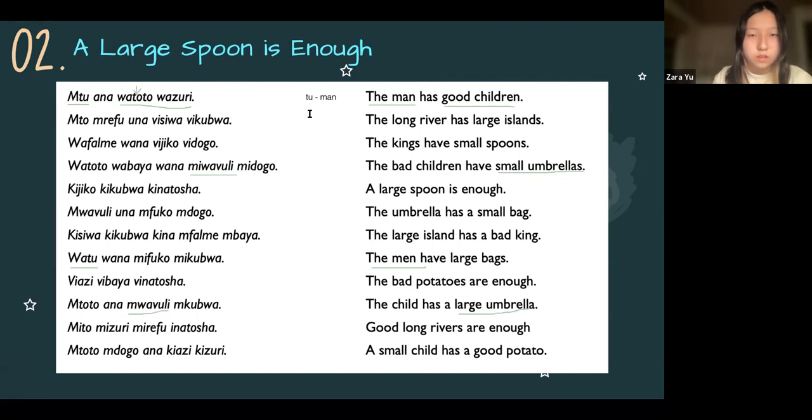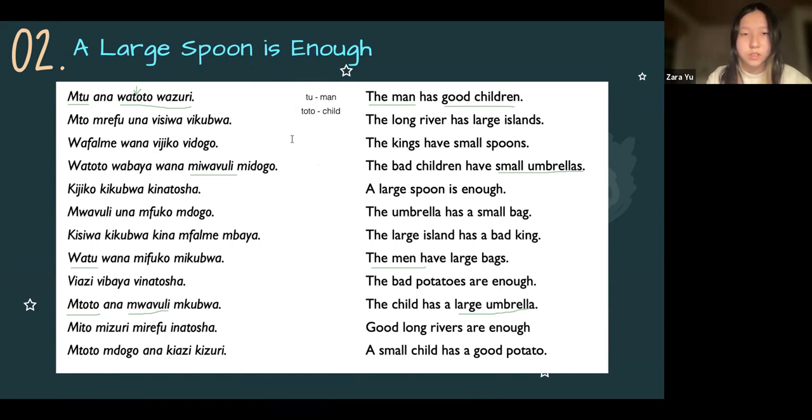So if we look for another word with children, maybe, is there the child? Okay, so here we have the child, and it's MTOTO. This one's WTOTO. So this one means child. Okay, so another thing we can find is we do islands.